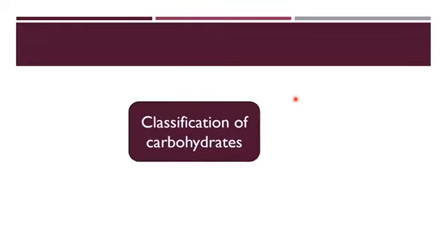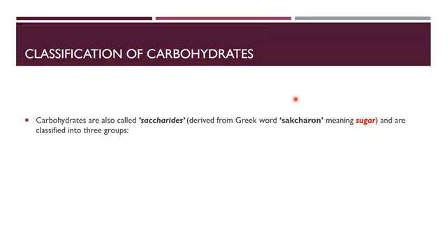Now we are moving towards the classification of carbohydrates. Carbohydrates are also called saccharides. This word has been derived from the Greek word saccharon, which means sugar. तो इसी वजह से हम carbohydrates को sugars भी कहते हैं. So they are classified into three groups: the monosaccharides, oligosaccharides, and polysaccharides.